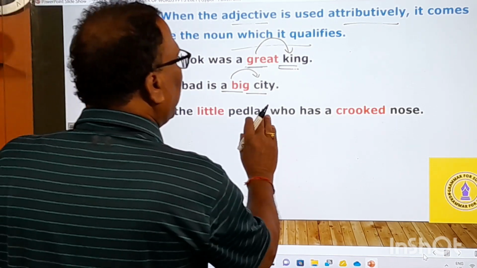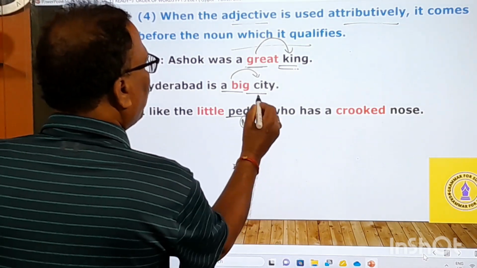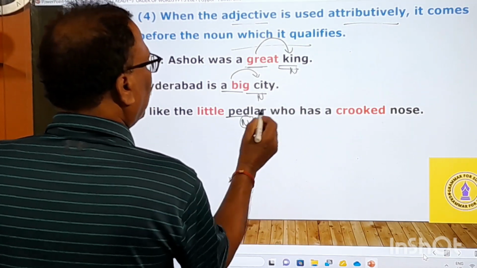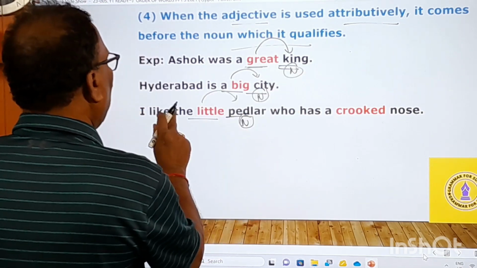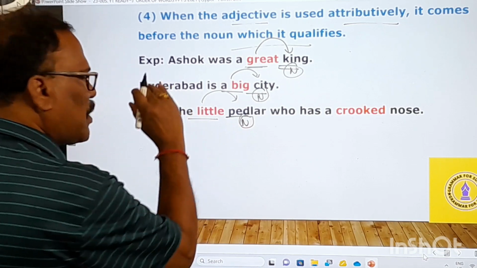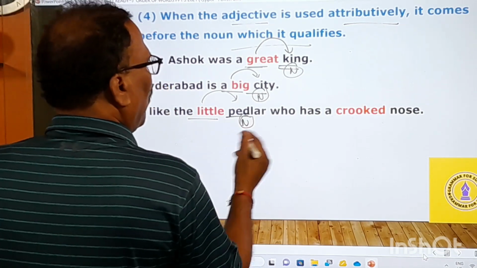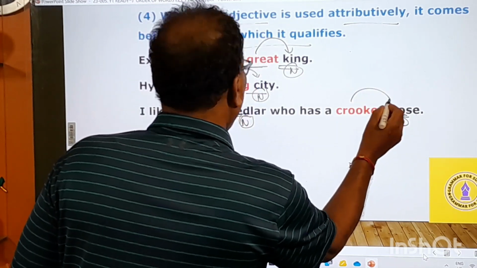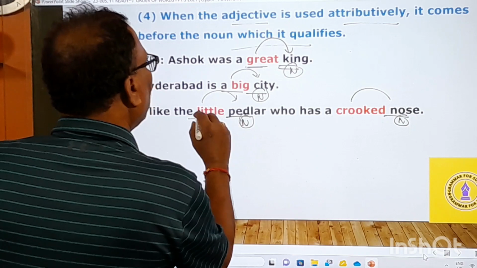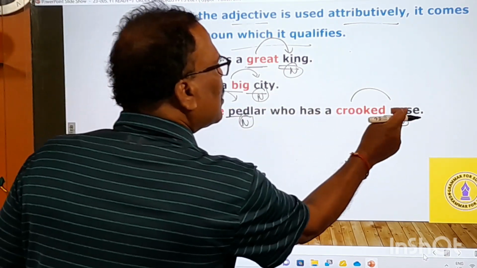I like the little peddler who has a crooked nose. Peddler is a noun. Little peddler. I like the little peddler. Little means here small peddler, short peddler. Nose is also a noun. What kind of nose? Crooked nose. What kind of peddler? Little peddler. So this word is describing peddler, and this word is describing the nose.